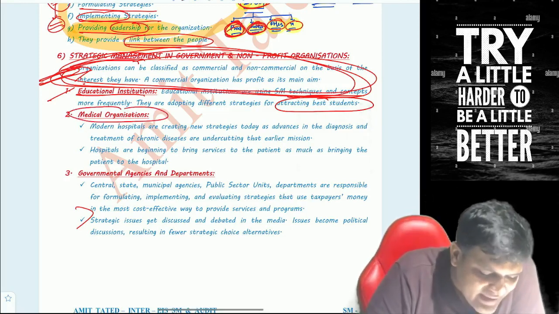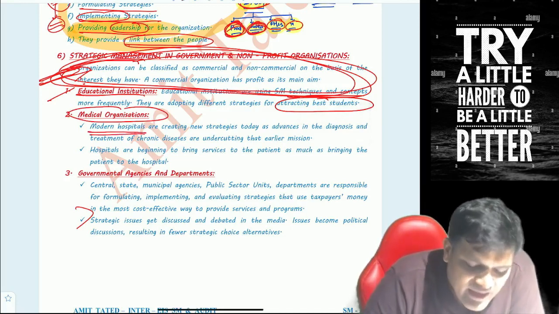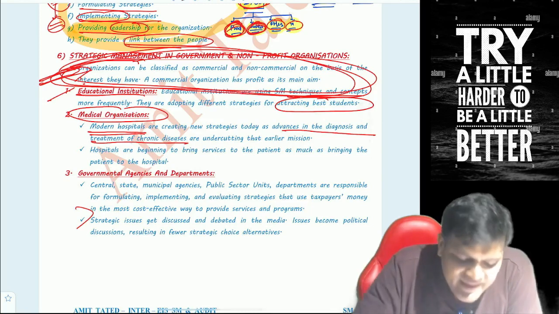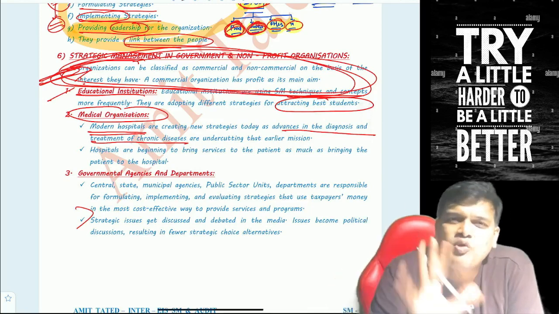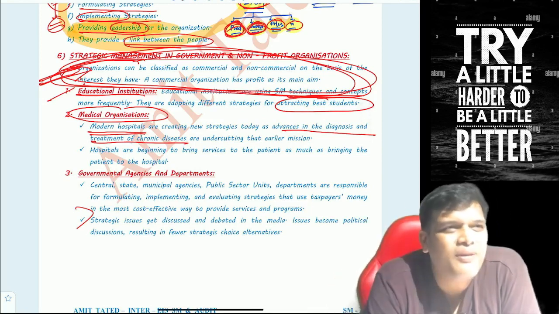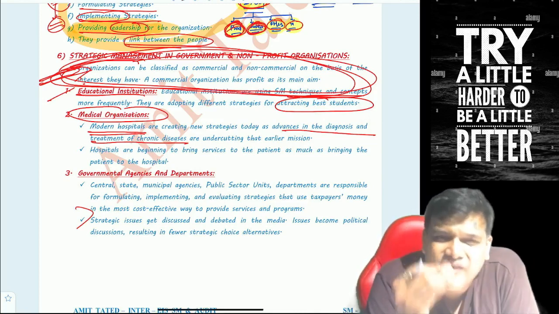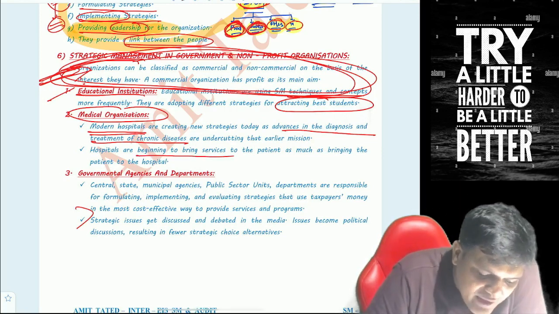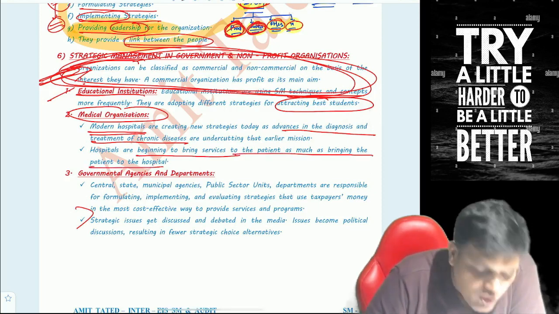Medical organization: today, modern hospitals are creating a strategy so that the diagnosis, the treatment, everything is done in the hospital only. Now if you go to any hospital, to test your blood and other things, you are not required to go outside. Everything can be done inside the hospital. And hospitals are beginning to bring the service to the patient as much as bringing the patient to the hospital. Means what?